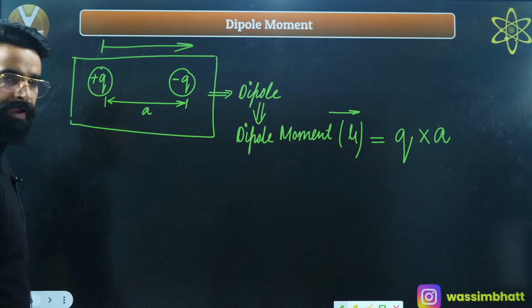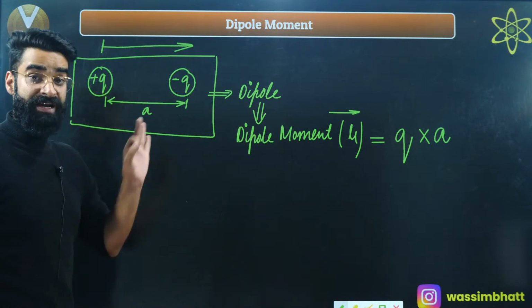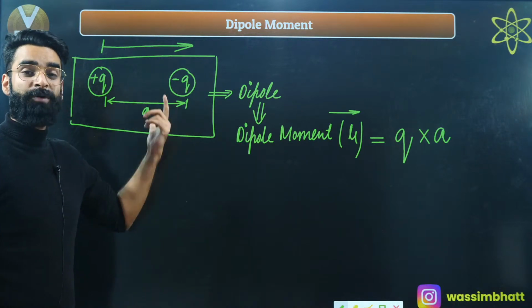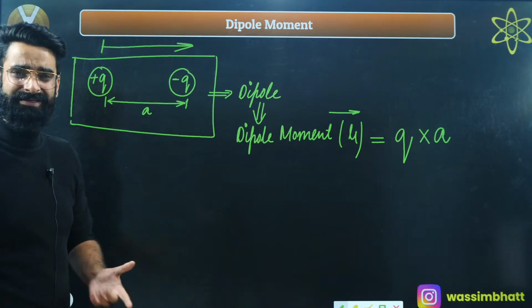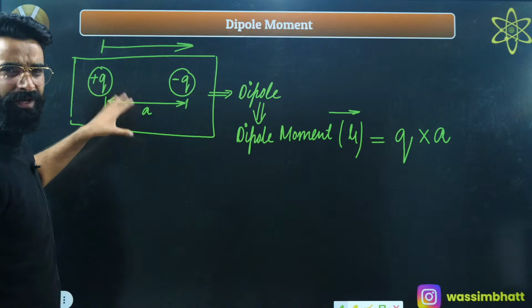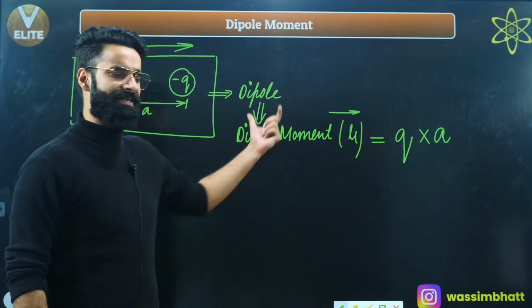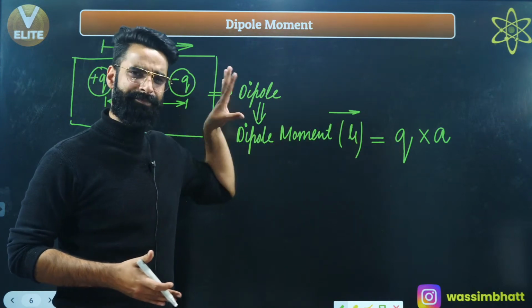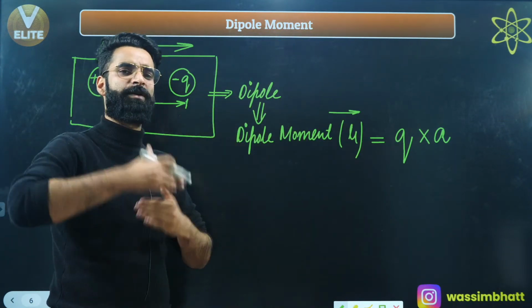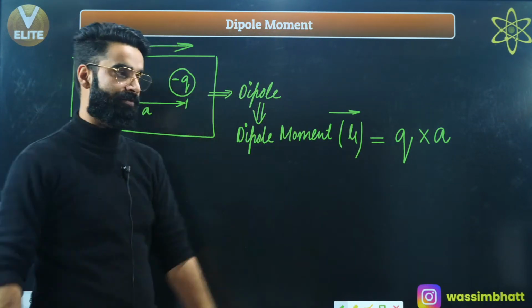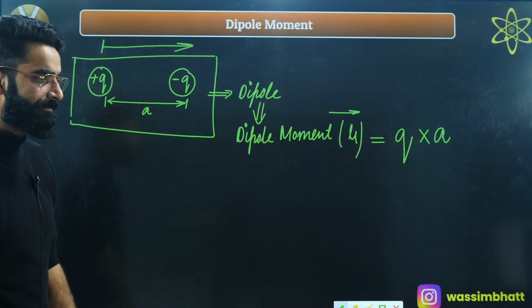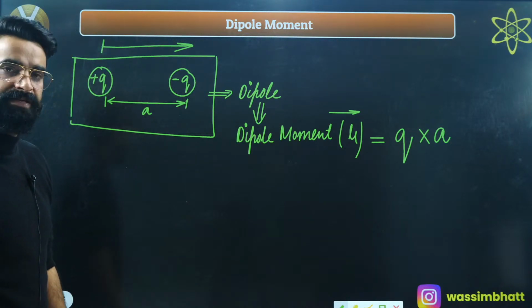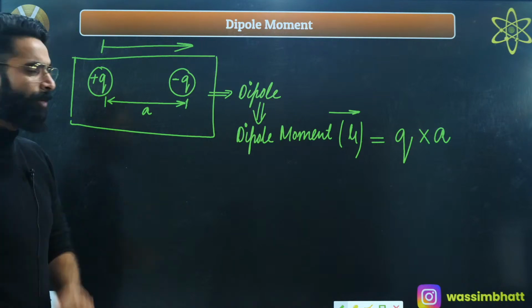So in chemistry, whenever I have a system of equal and opposite charges separated by a certain distance, I'll be calling this system of charges a dipole. And since for a dipole we define a term called dipole moment, which is basically the product of charge and distance, and dipole moment is a vector quantity whose direction is from positive to negative in chemistry, right? Absolutely.